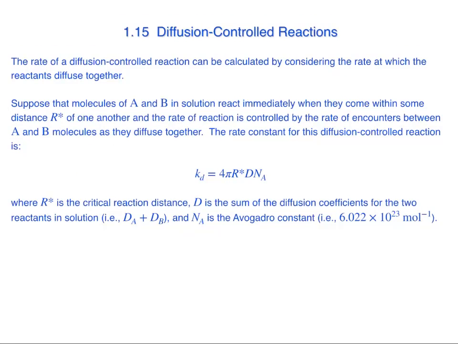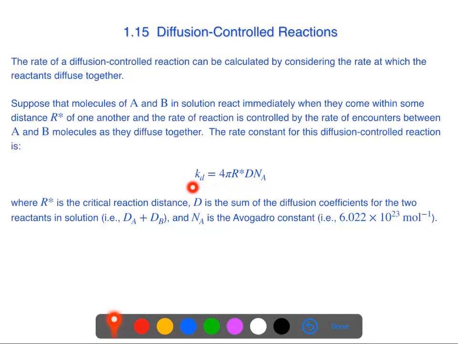So let's suppose that molecules of A and B in solution react immediately when they come within some critical reaction distance of one another. We'll refer to this distance as R star. And the rate of reaction is controlled by the rate of encounters between A and B molecules as they diffuse together. With this in mind, the rate constant for this diffusion-controlled reaction can be given as follows, where kd is equal to 4 pi R star D NA. And so let's define these terms.